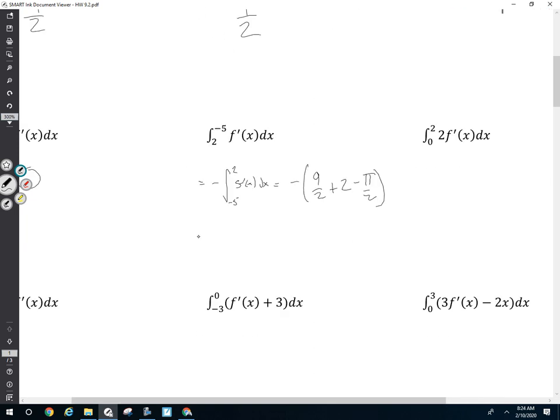So I'd say that is 13/2 minus pi over 2, so -13/2 plus pi over 2.